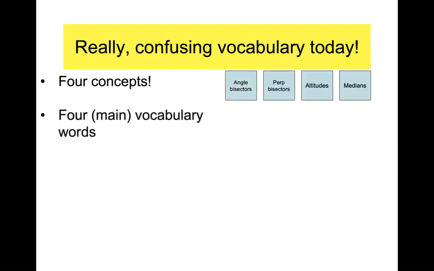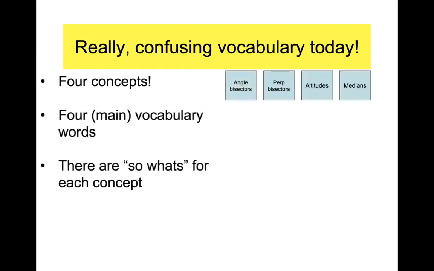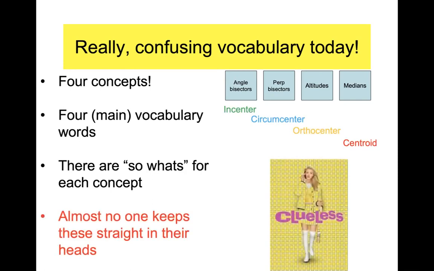So 4 concepts, 1, 2, 3, 4. We had 4 vocabulary words: incenter, circumcenter, orthocenter, and centroid. And then, I guess technically we did get 4 so whats, but only 3 of them were really interesting. The orthocenter wasn't very interesting. Okay, so there's our 4 words. Nobody keeps these straight the first time you hear them. The actual individual concepts are not too bad, but keeping all this together in your head is challenging. So make sure you got everything in your book of truth.